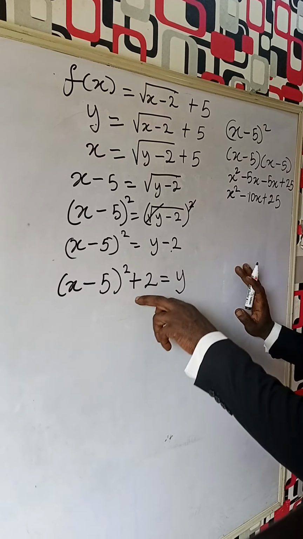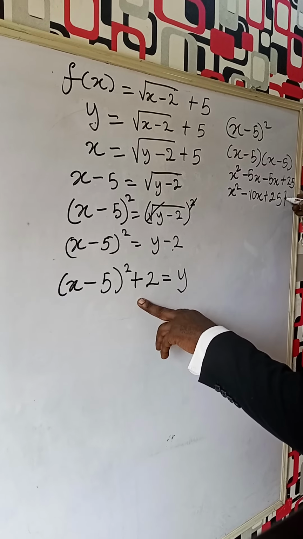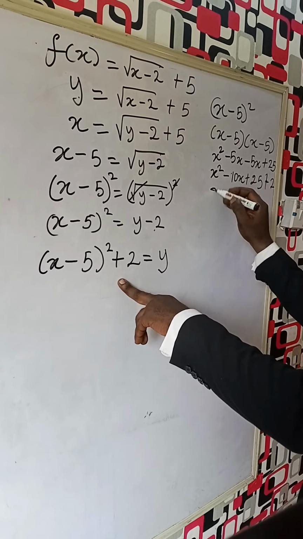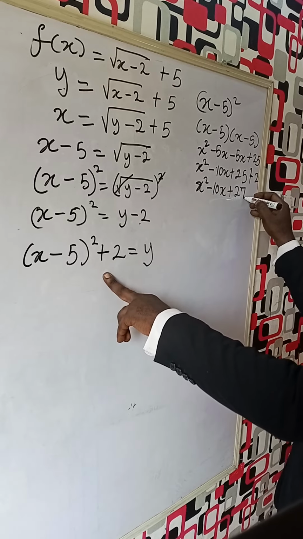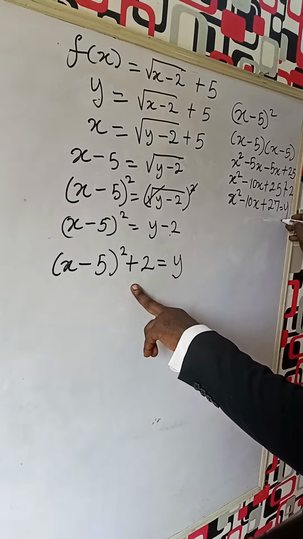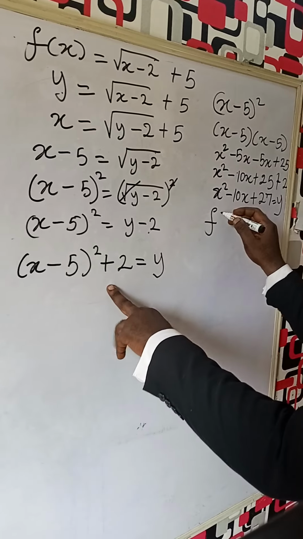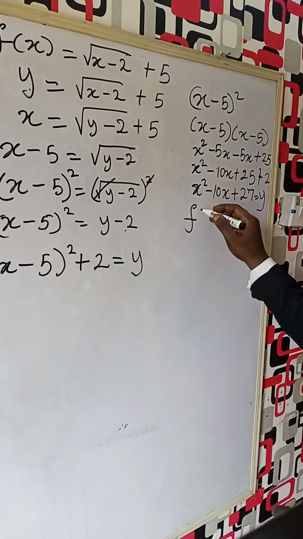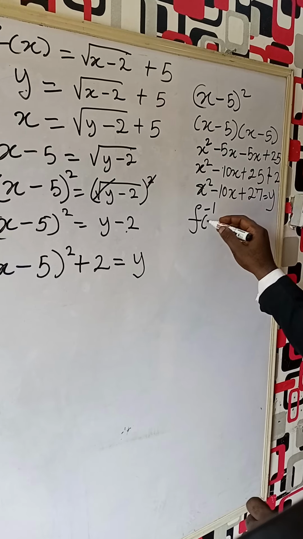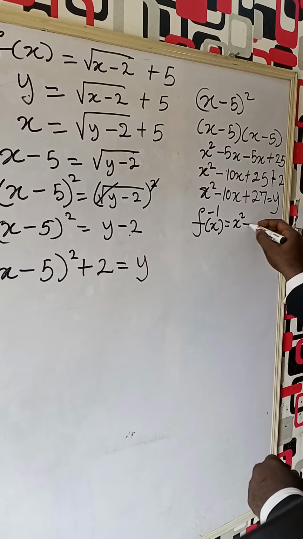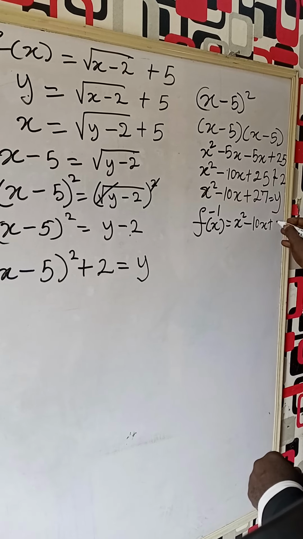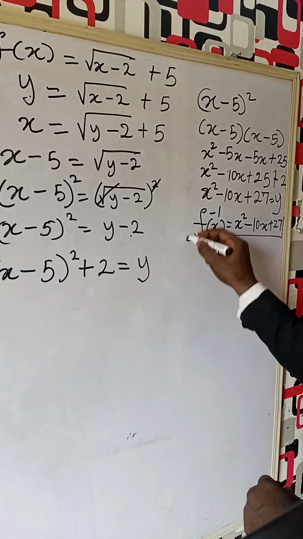So remember, we're adding plus 2. So when you add 2 to this, you have x squared minus 10x plus 27 equals y. And then you can write your answer in inverse function form. So that is the inverse function of x equals what you have here, x squared minus 10x plus 27. And your answer will be correct.